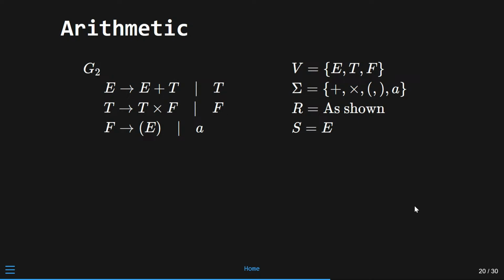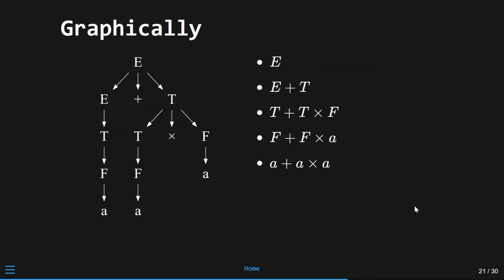The variables are E, T, F, which I think of as expression, times expression, and final expression. Our terminals are plus, times, parentheses, and a. Our rules are as shown, and our starting variable is E. This is how we build arithmetic expressions. And at this point in time, you should say, wait a minute. How much of mathematics can be done with a context-free grammar? And quite a lot of it. All elementary mathematics, right? You have to start doing things like summations before you can't do it with a context-free grammar.